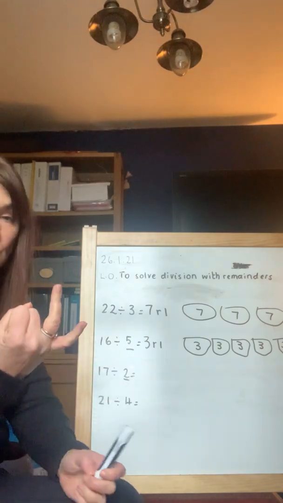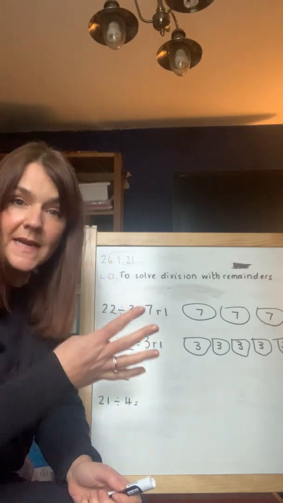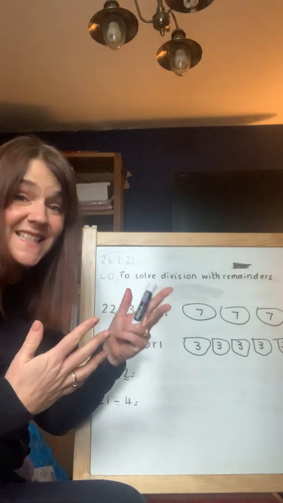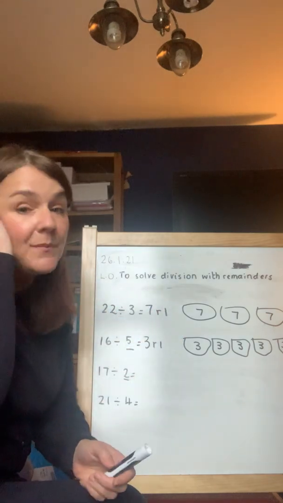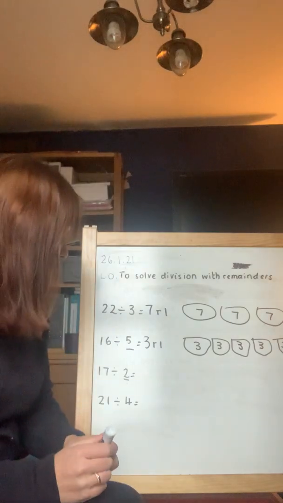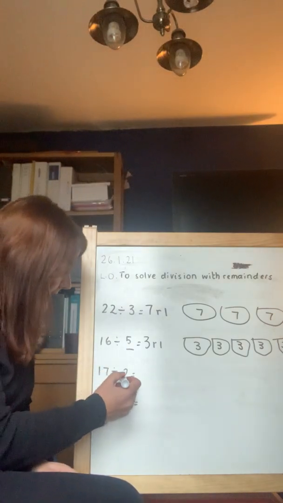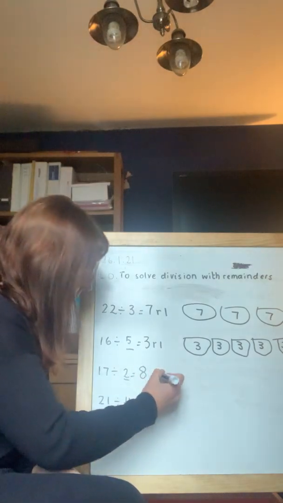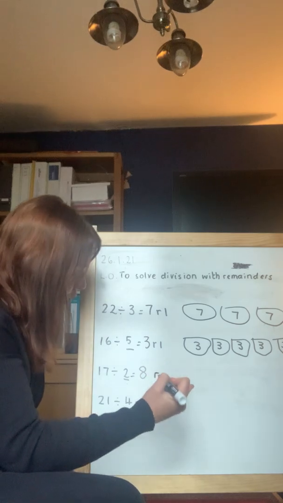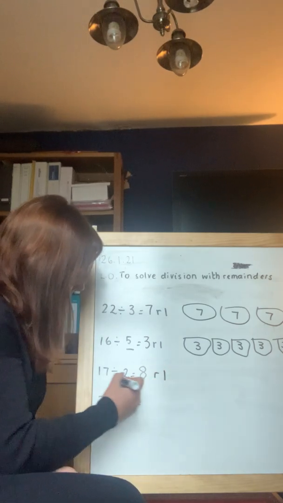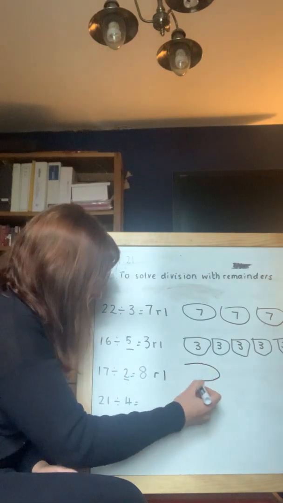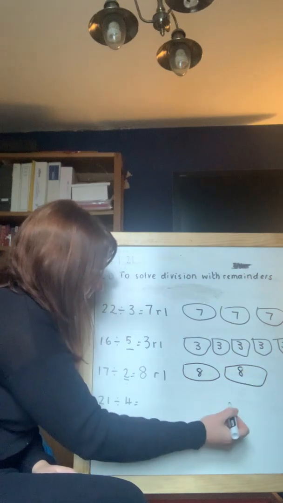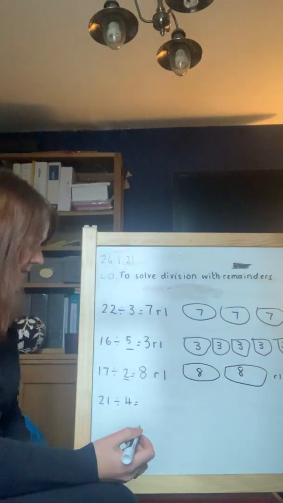1 2's 2, 2 2's a 4, 3 2's a 6, 4 2's are 8, 5 2's a 10, 6 2's a 12, 7 2's a 14, 8 2's are 16. Can we do 9 2's? No, because that would be 18. That's too many, okay? So 8 2's are 16. So 17 divided by 2 is 8. And how many are left over? 8 times 2 is 16, and 1 more would be 17, wouldn't it? So if we had 2 groups, there would be 8 here and 8 here, that makes 16, and remainder 1, that makes 17.